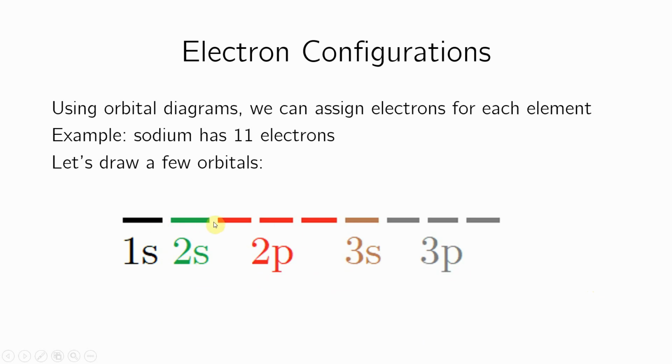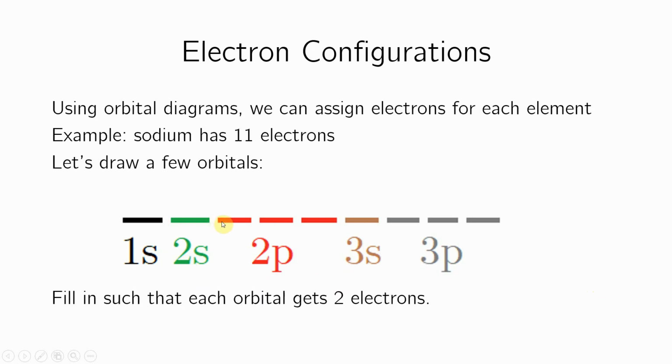Each one of these lines can house up to 2 electrons. Okay, so let's fill them in. Each one should get 2 electrons. So 1, 2, 1 goes up, 1 goes down. That's the 2s. 3, 4, 5, 6, 7. You can see they're all going up first. 8, 9, 10, 11. This is my electron configuration diagram for sodium, 11 electrons. Each orbital has 2 electrons with opposing spins, and they go up to the number of electrons that I have, which is 11.